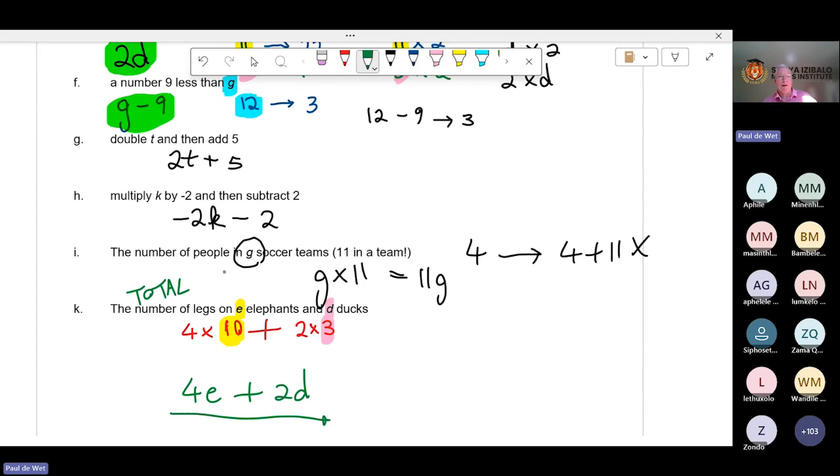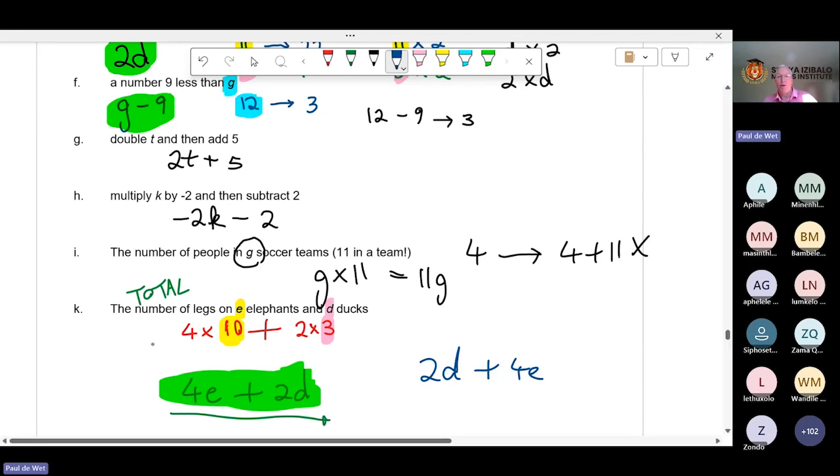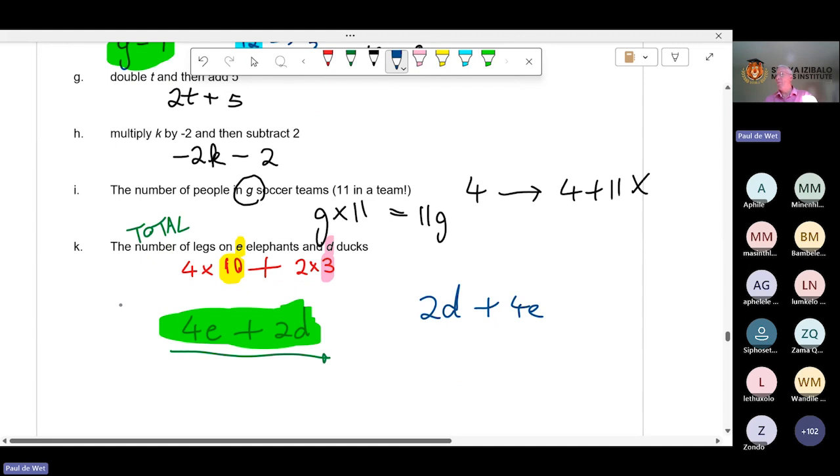The answer for this one is 4E plus 2D. That's the answer. We could also write it as 2D plus 4E. But if we've got a number and a variable, we always write the number first. All right, and so guys, we are going to stop there.